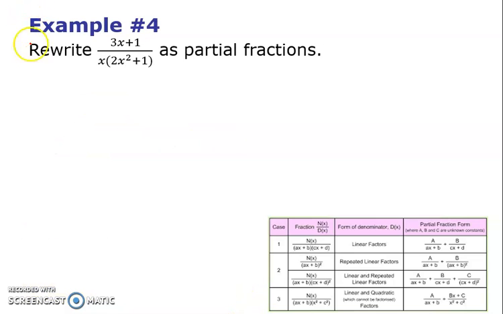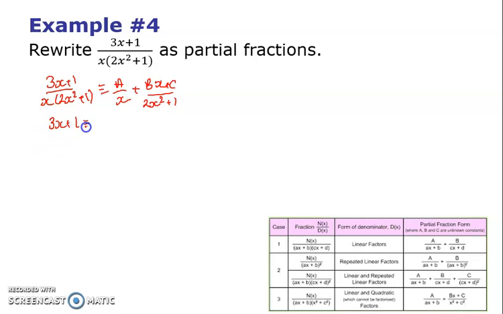So here I'll very quickly then do another example. This has got a quadratic factor on the bottom. So if I was to do this question, obviously I'm going to write a over the first one plus bx plus c over the second one because the bottom is a quadratic. I write it out, 3x plus 1 is equivalent to a lots of 2x squared plus 1, hopefully we're getting good at this now, plus the x times bx plus c.